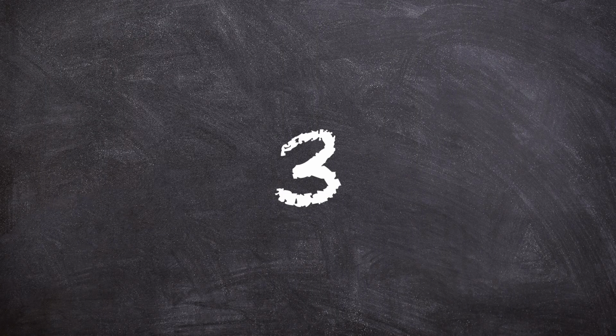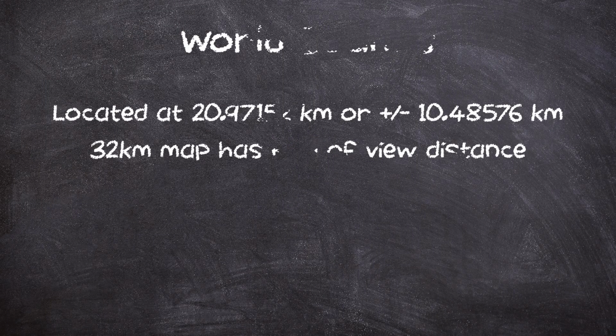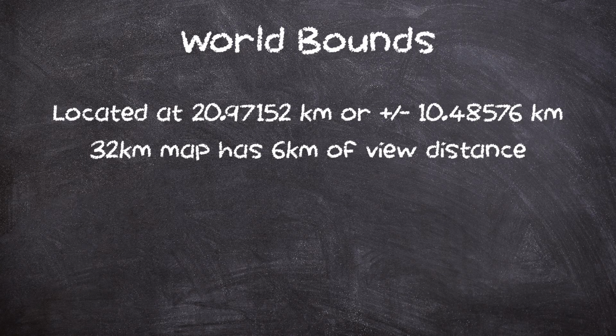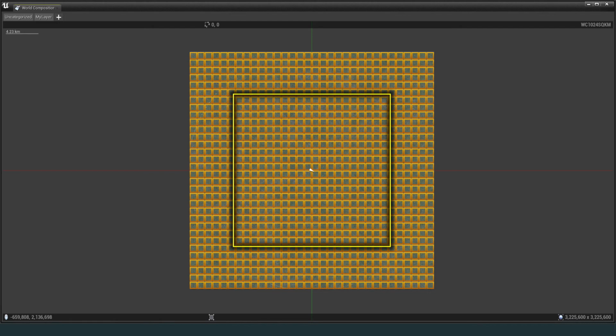The Unreal Engine world bounds that limits all actors is 20.97152 kilometers, or plus or minus 10.48576 kilometers. A 32 kilometer by 32 kilometer large open world fits well with the world bounds limits of 20 kilometers, with approximately 6 kilometers of viewing distance around the perimeter. This will ensure that the player cannot see the edge of the terrain and is enough distance for a nice set of mountains. This makes 32 kilometer world compositions a good match for the world bounds limits.